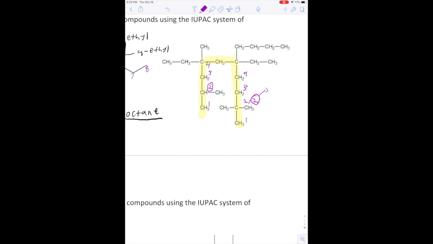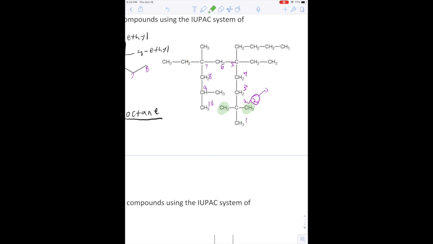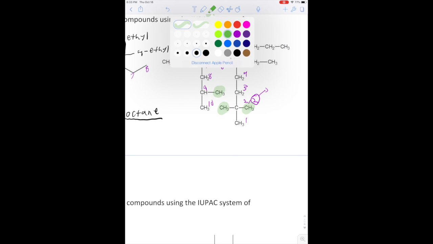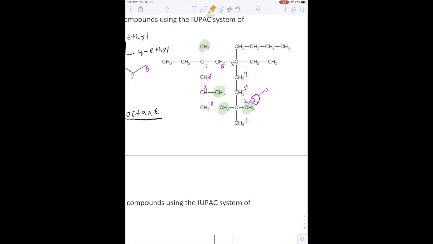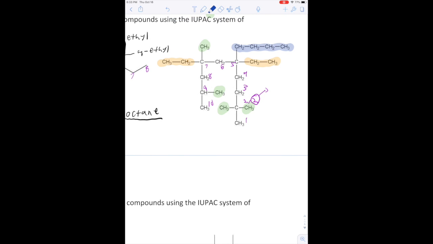Now if I start numbering this carbon, ten, perfect. I want to see my substituents. Where do I have my substituents? Let me highlight them for you. I have 2 methyls. I'll give all the methyls a green. And I'll give my ethyls a lovely orange color. There you go. And I have a butyl. 4 carbons makes that a butyl.